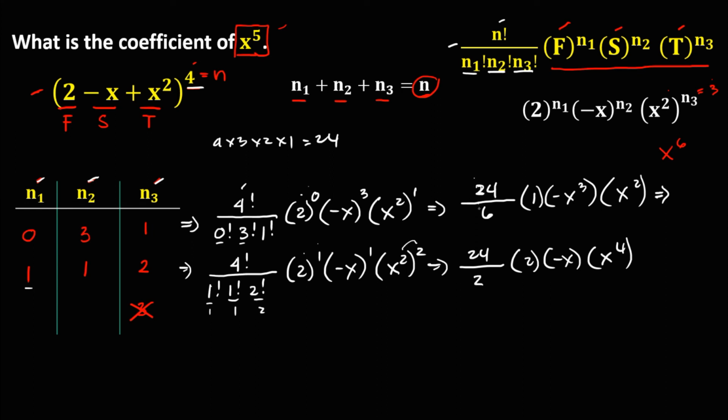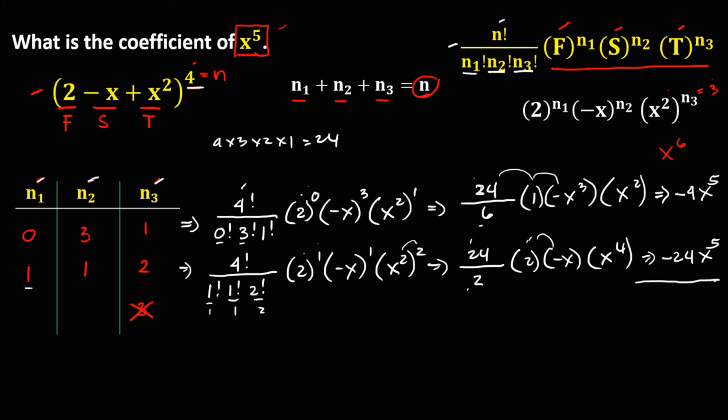So this 24 divided by 6 is 4, and 4 times 1 is 4, times negative x to the power 3. So we have negative 4 x to the power 5. Then for this equation, 24 divided by 2 is 12, and 12 times 2 is 24, times negative x, that's negative 24 x to the power 5.